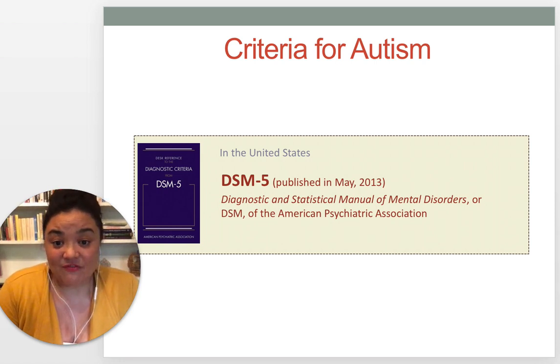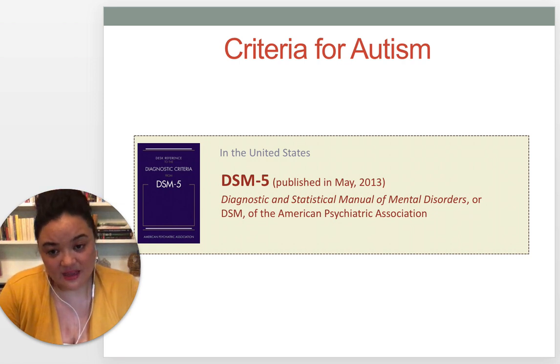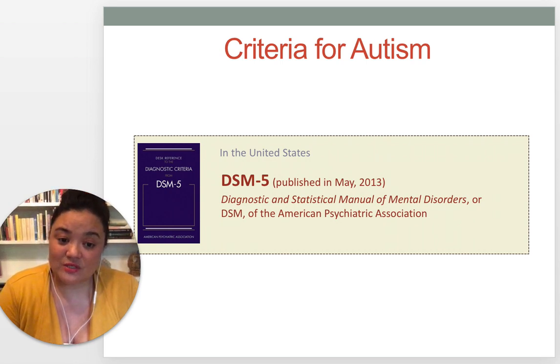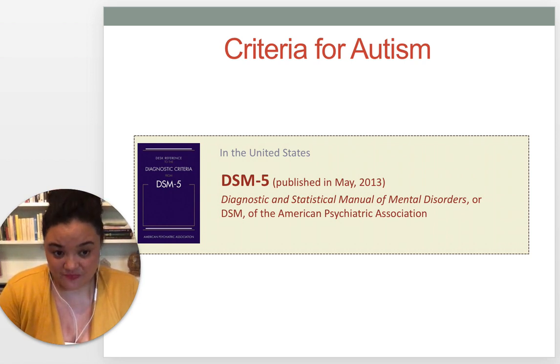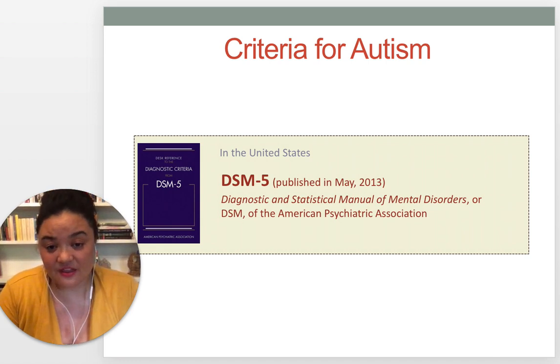The DSM is revised periodically, and the current edition is the fifth edition, which was published in May 2013. And so there were some changes to how we identify or characterize autism in this newest edition. Our discussion moving forward in this semester is based on the criteria that's set forth in this fifth edition, which is the most recent edition.